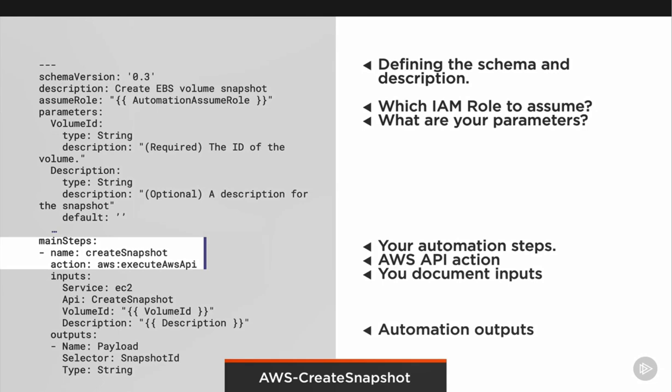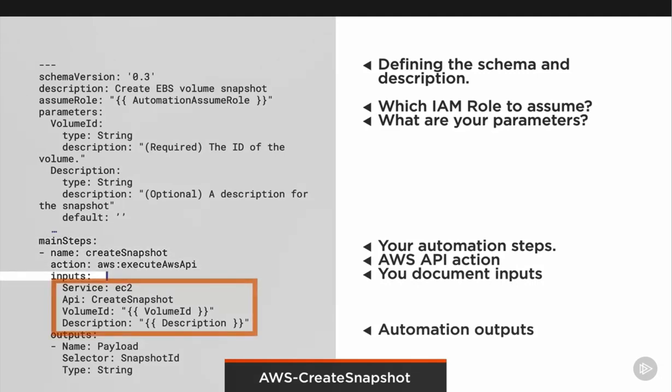You can see we have our name, which is create snapshot, and then we have our API action. You can see it's running execute AWS API. And with this action, we provide our inputs. Our inputs are our service, so EC2. What API are we calling? Create snapshot. We're referencing that volume ID parameter from above, as well as the description. So now you can see how our steps tie in with our parameters for use.